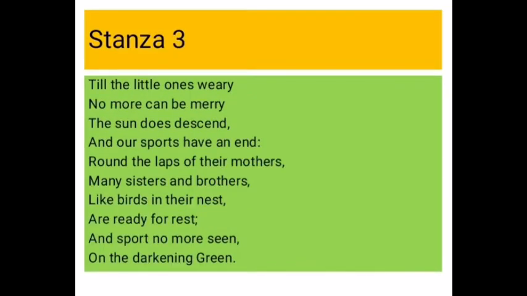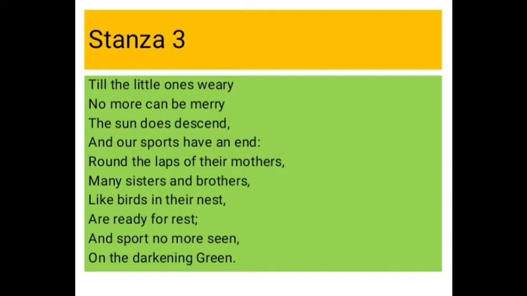Let's see what's in stanza 3. Till the little ones weary, no more can be merry. The sun does descend, and our sports have an end. Round the laps of their mother, many sisters and brothers, like birds in their nest, are ready for rest. And sports no more seen on the darkening green.